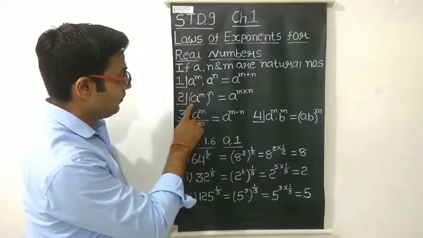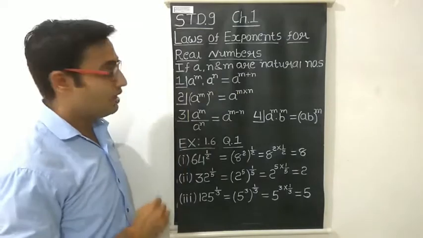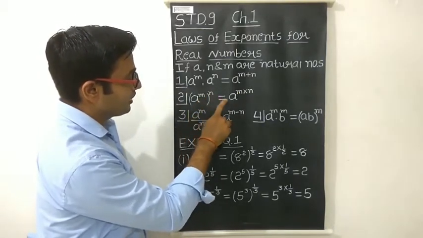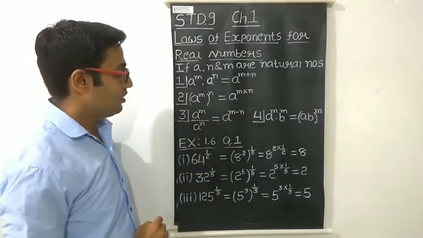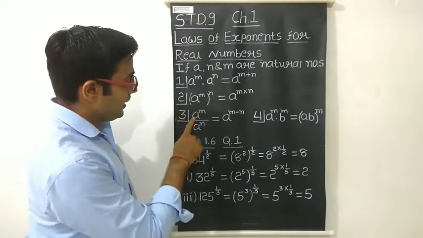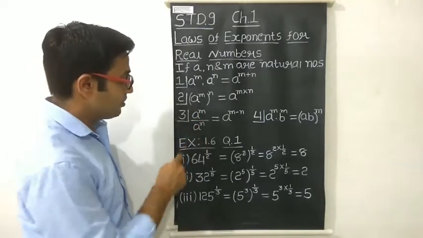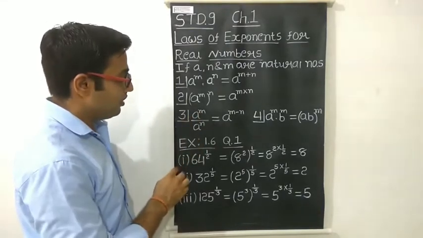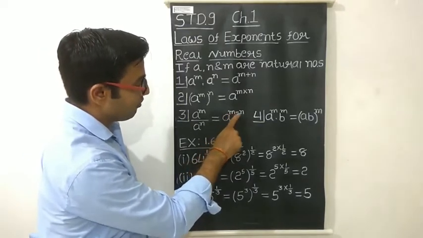Second law is if a raised to power m and whole raised to power n, then at this time we have to multiply both the powers, that is a raised to power m multiplied by n. Third law is a raised to m divided by a raised to n. Again here two terms, both have the same base but the power is different. So this time we have to subtract both the powers, that is a raised to power m minus n.